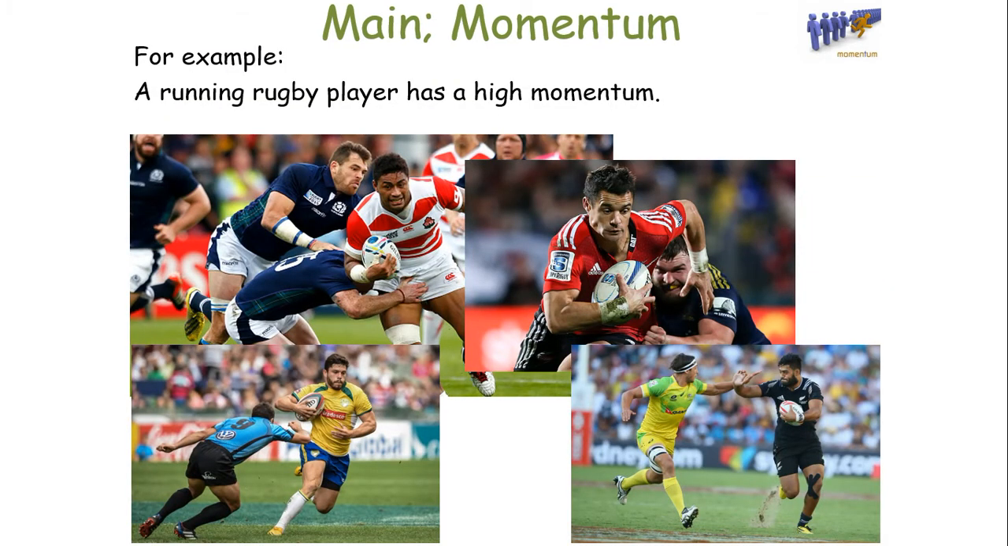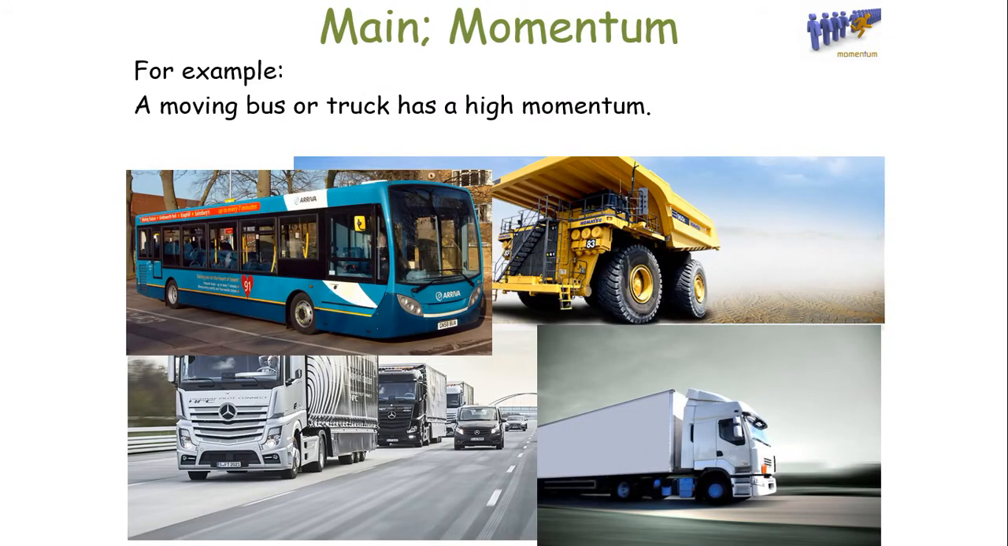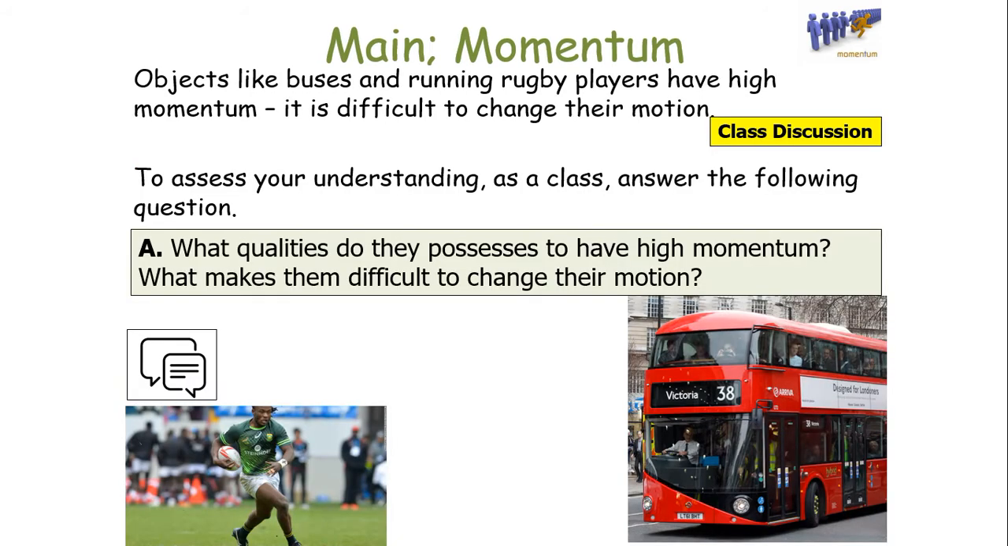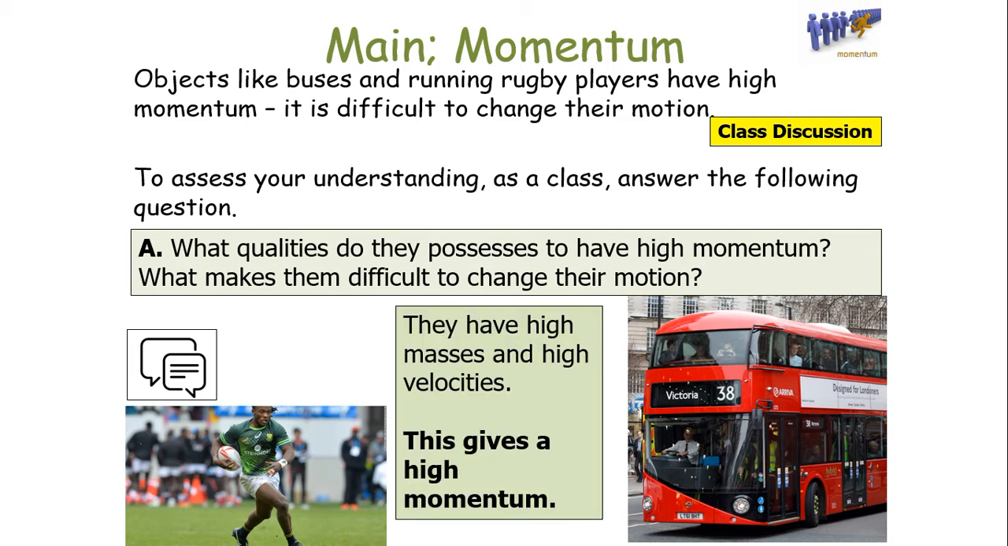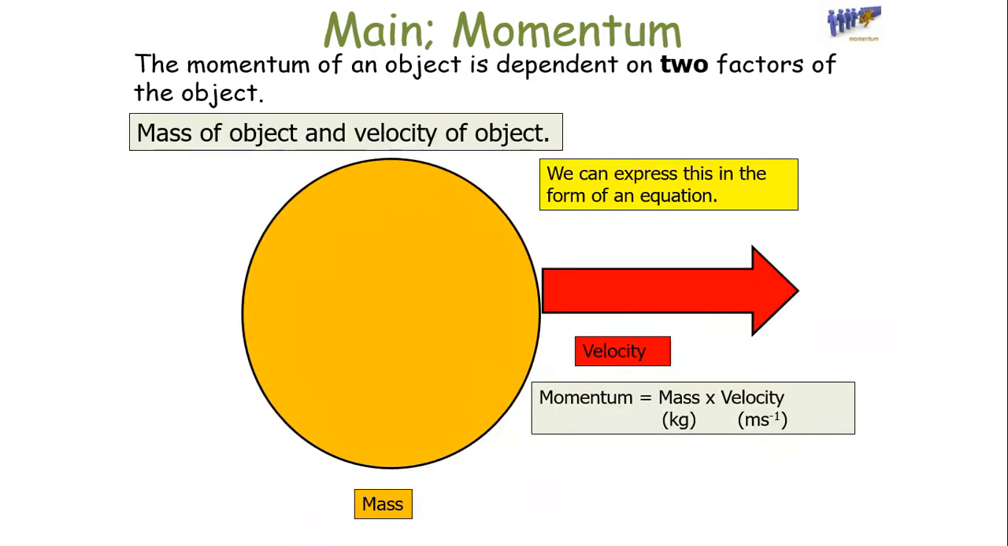So for example, let's look at this particular concept. A running rugby player has a high momentum. A moving bus or a truck has a high momentum. Now what qualities do they possess to have a high momentum? What makes it difficult to change their motion? Well, it's their masses and their velocities. Both those objects have relatively high masses and high velocities, so it gives them a high momentum.